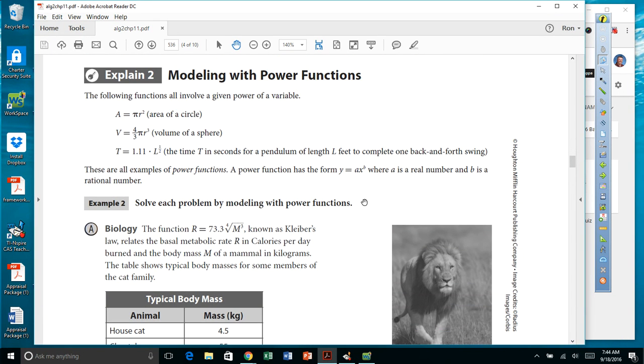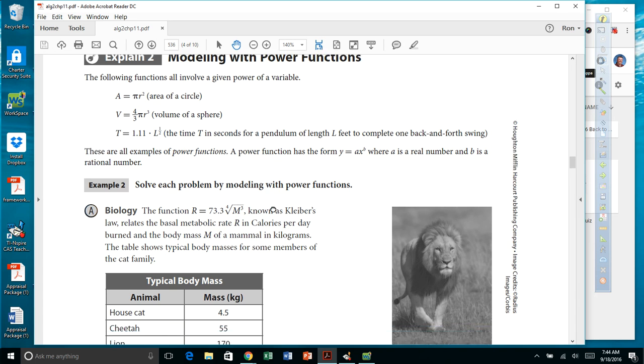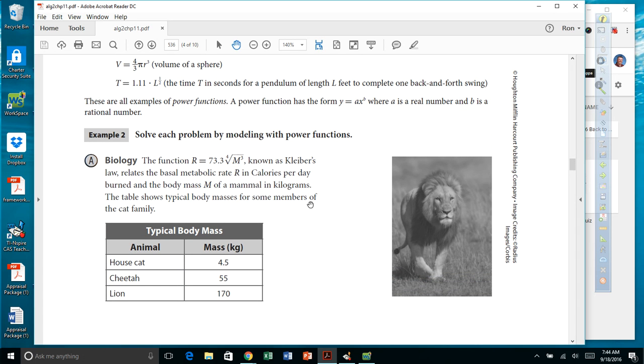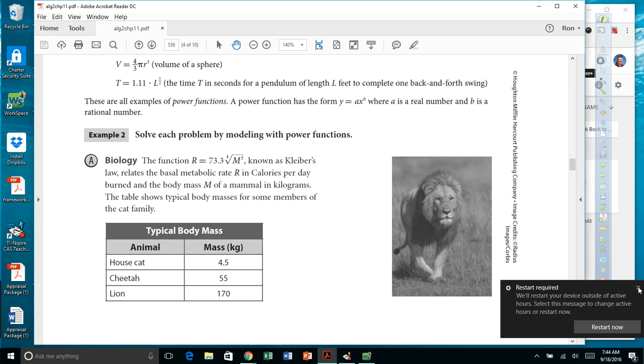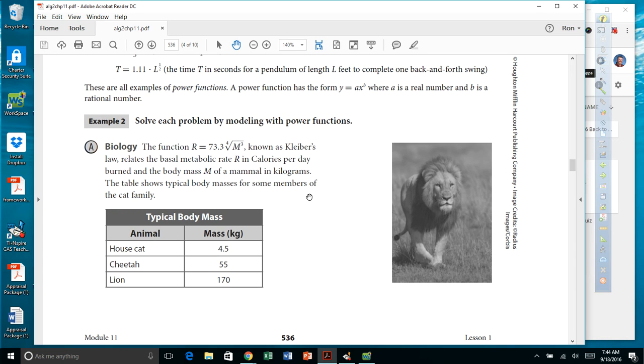Modeling with power functions. The following functions all involve a given power of a variable. A equals pi r squared. Volume V equals 4/3 pi r cubed. And T equals 1.11 times L to the 1/2 power. That's the time in seconds for a pendulum of length L feet to complete one back and forth swing.